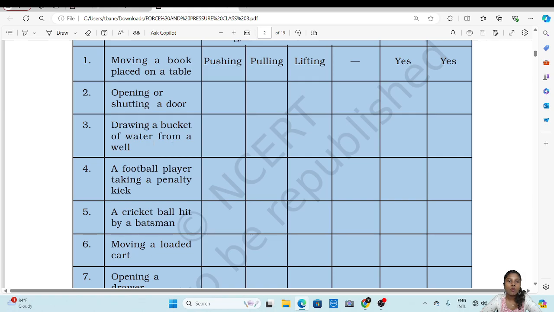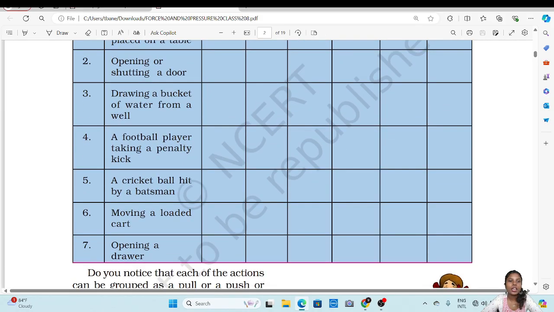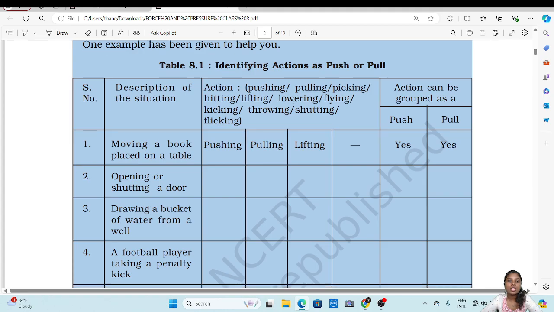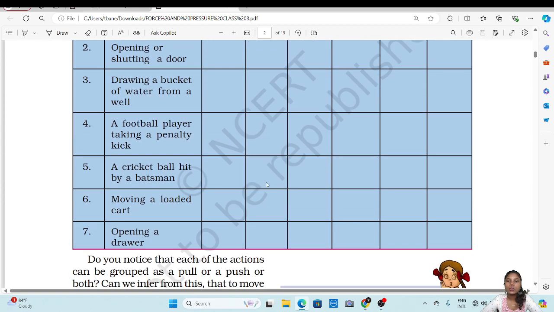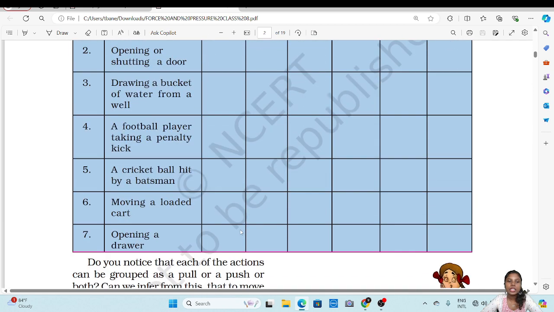Drawing a bucket of water from a well, that will be pulling or lifting, because you will be lifting it up. You won't push it down. So you will lift it up. So it will be pulling or lifting, and here you will mark pulling. Then a football player taking a penalty kick. So he will be pushing, or we can say he is kicking the ball. So there will be some kind of push happening to the ball and it will be kicking.